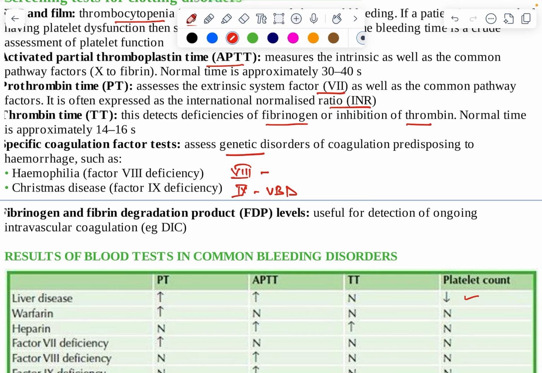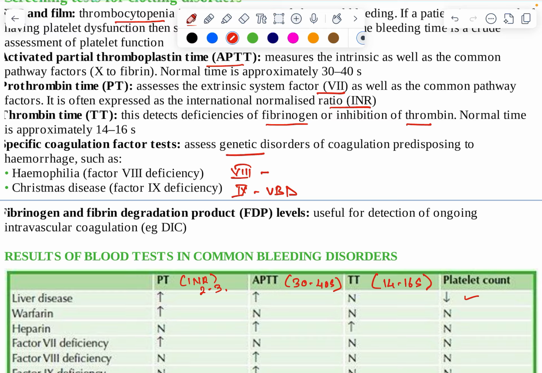Deficiency of fibrinogen or inhibition of thrombin prolongs it. Normal is 14 to 16 seconds. It is normally 14 to 16 seconds. And APTT is 30 to 40 seconds. And prothrombin time is normally measured as INR. It should be within 2 to 3 whenever you are giving warfarin.